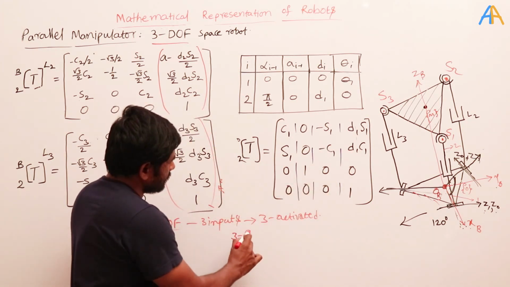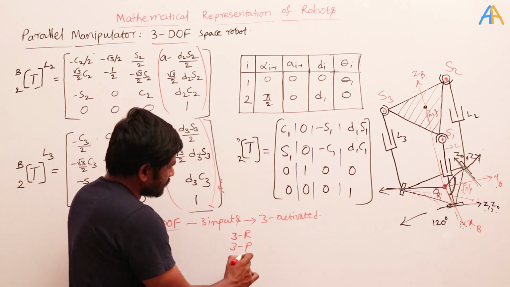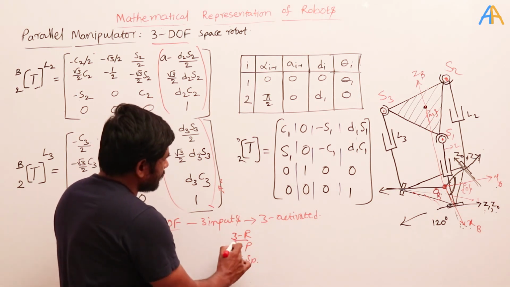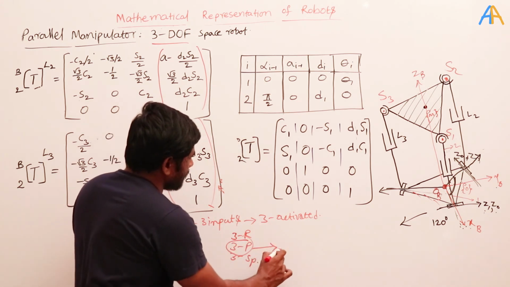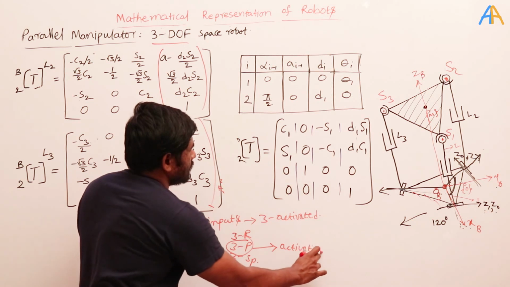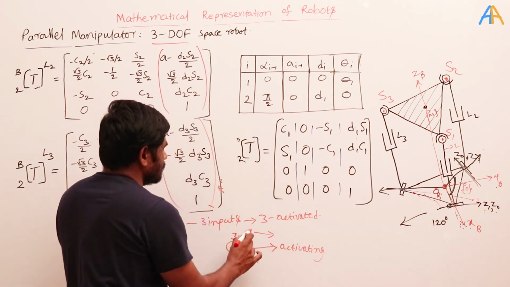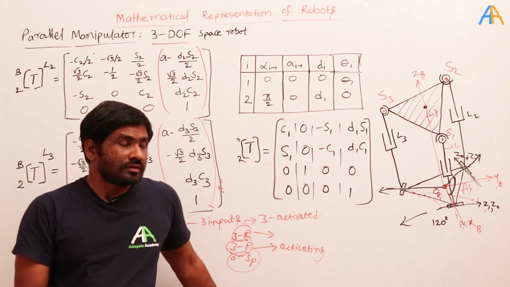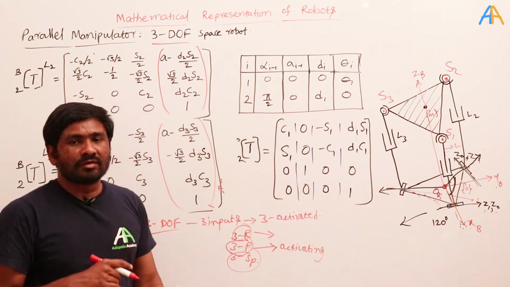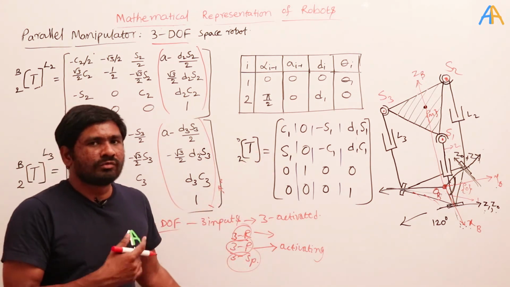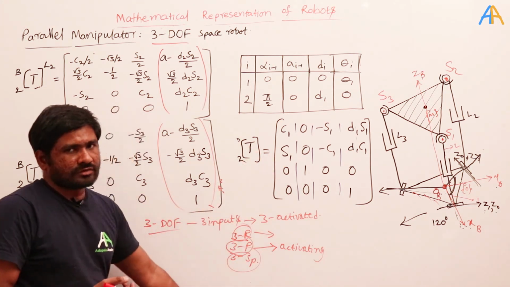Okay, so that means here we have how many joints? 3 rotary, and then 3 prismatic, and 3 spherical. But here we are activating only these 3 prismatic, and the remaining are passive joints. These 3 revolute and 3 spherical are passive joints. This you need to observe. In the serial manipulator, we didn't find this type of situation, but in the parallel manipulator, we will find such a situation.